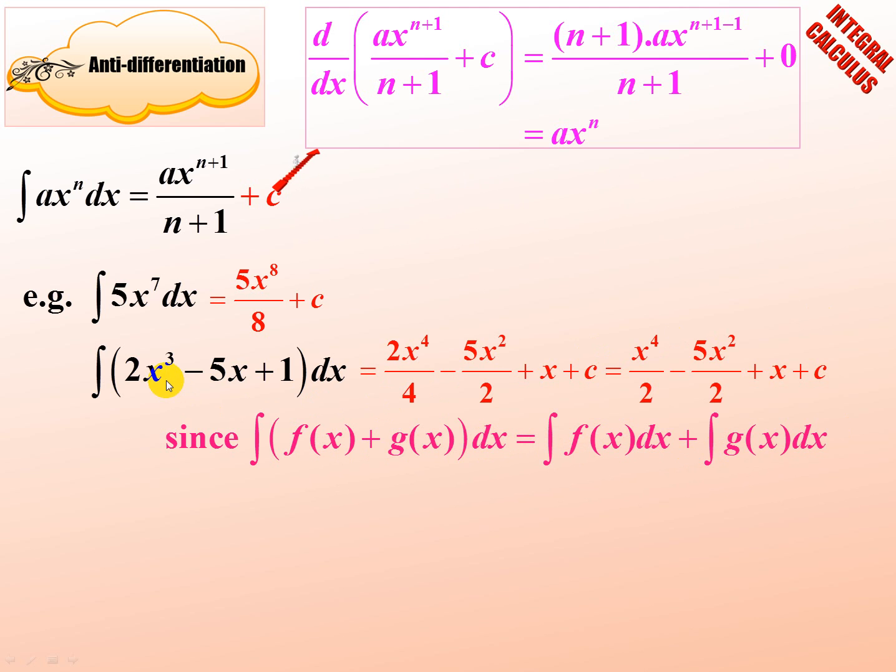So 2x cubed becomes 2x to the 4 over 4, 5x to the 1 plus 1, 5x squared over 2, and of course 1 goes to x. What was differentiated to get 1 is x, or that's 1x to the 0, add 1 to the 0, we get x to the 1 divided by 1, x plus the c. And we've just cancelled down there just to simplify slightly.